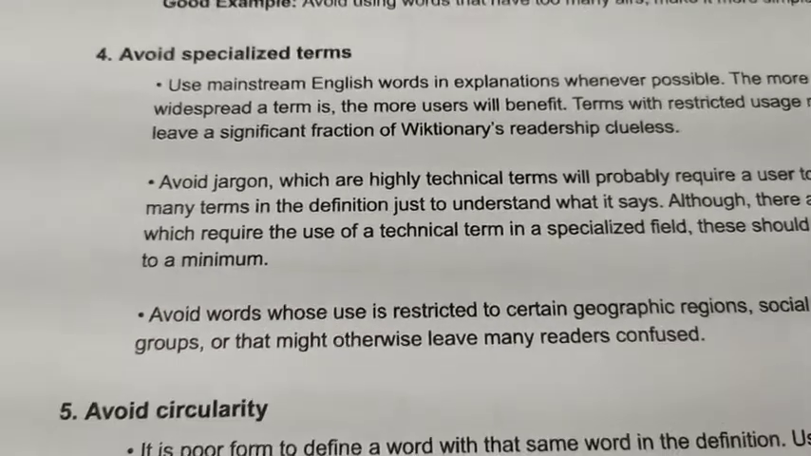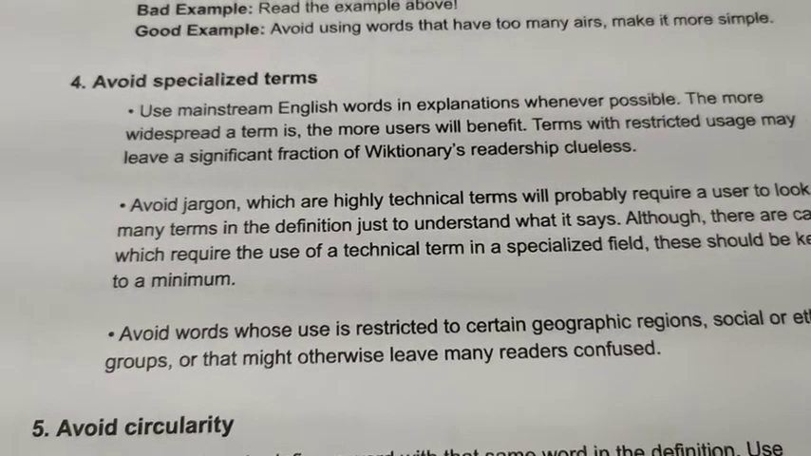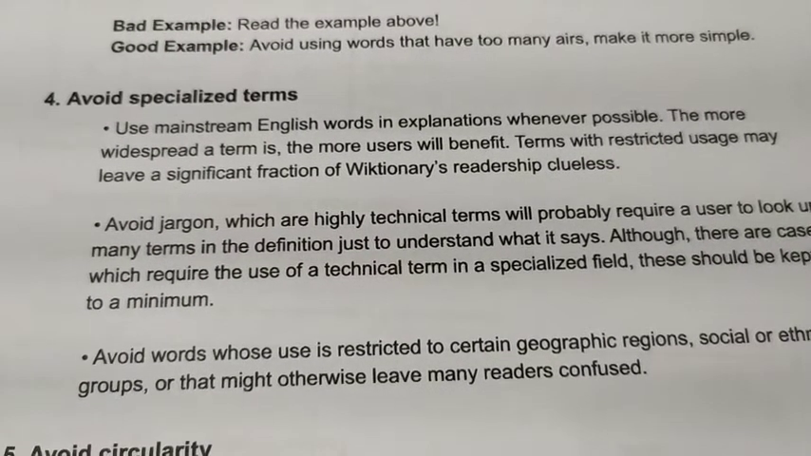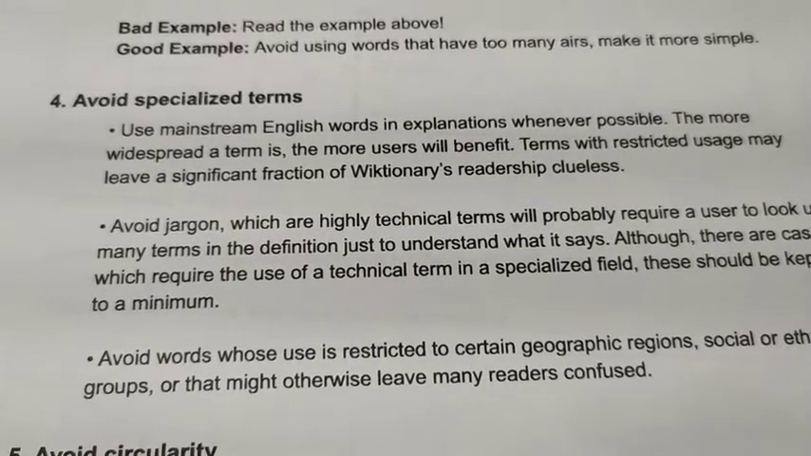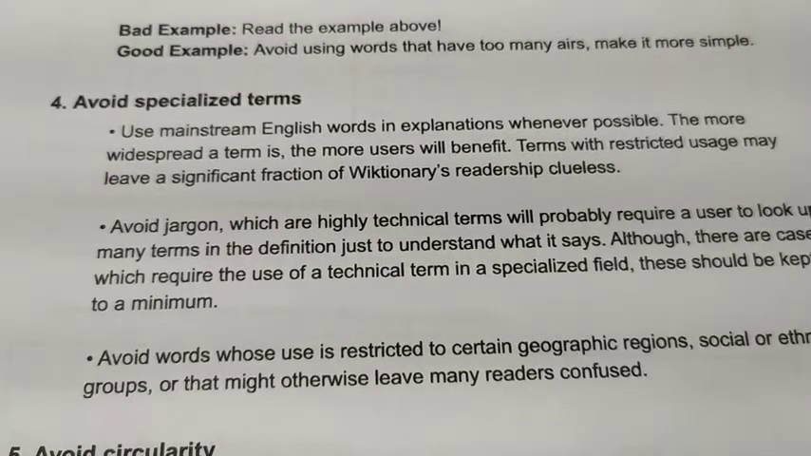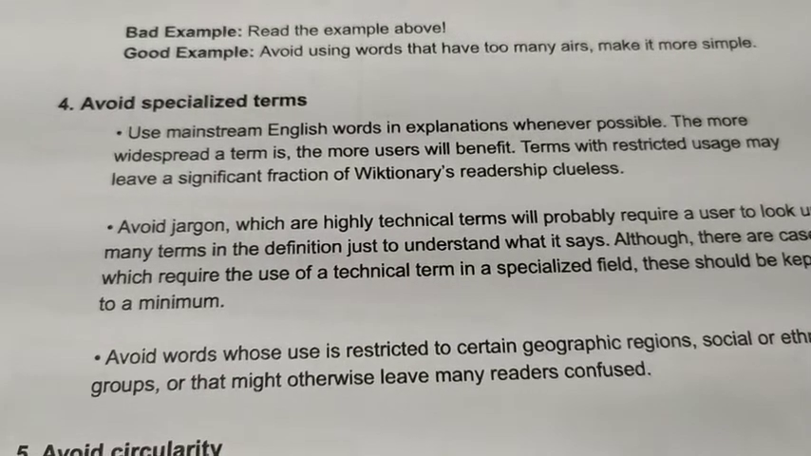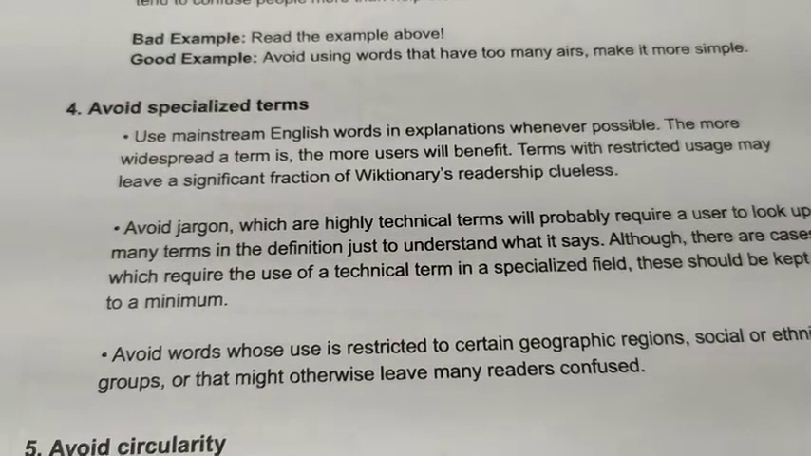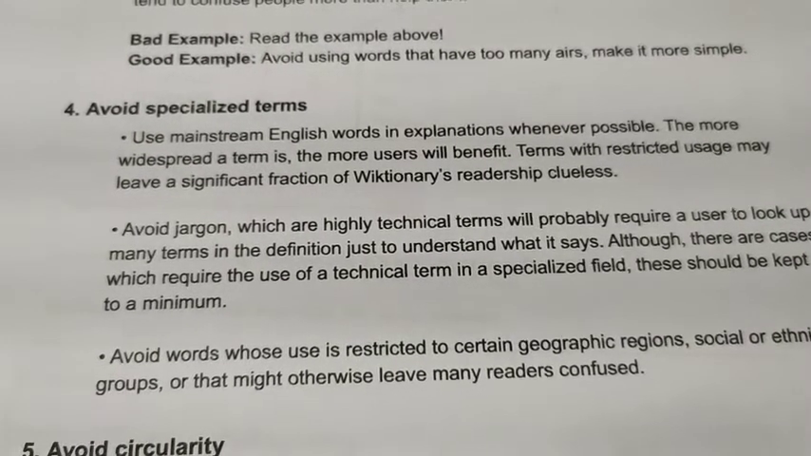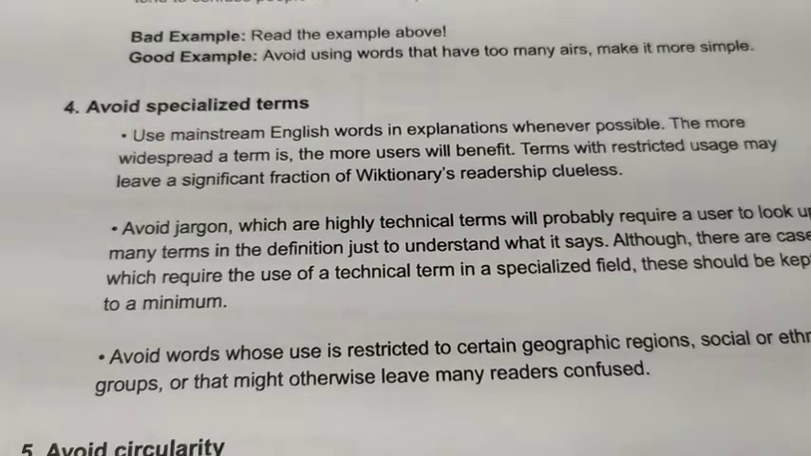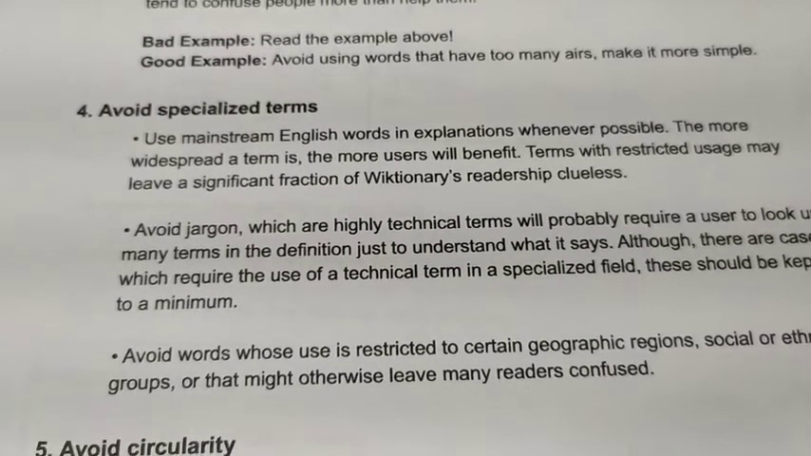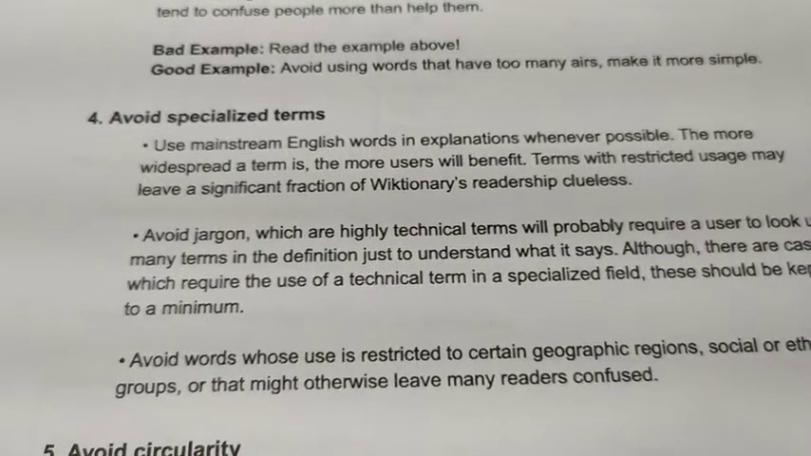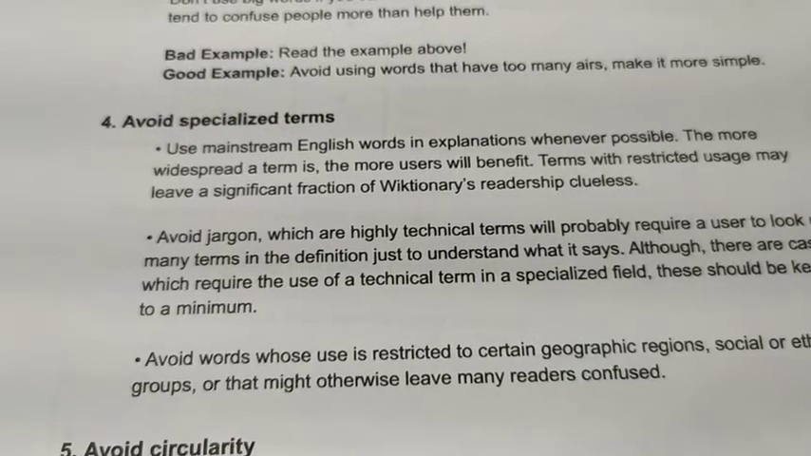So avoid specialized terms. Use mainstream English words in explanation whenever possible. The more widespread a term is, the more users will benefit. Terms with restricted usage may leave a significant fraction of Wiktionary's readership clueless. So avoid jargon, which are highly technical terms, because if they are not really in that field, they will not truly understand the term. So it should be the general definition, general words that they can easily understand, that all will understand, even the beginners, even the people who are not in the same field.